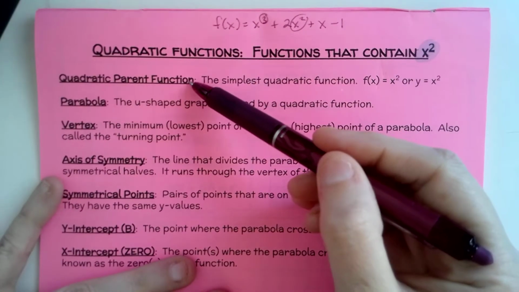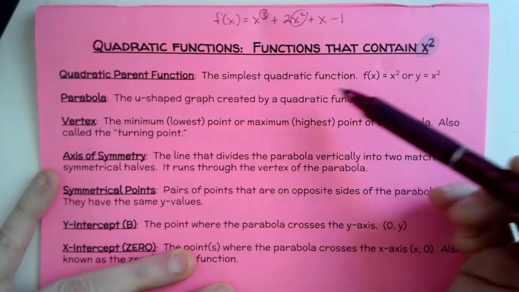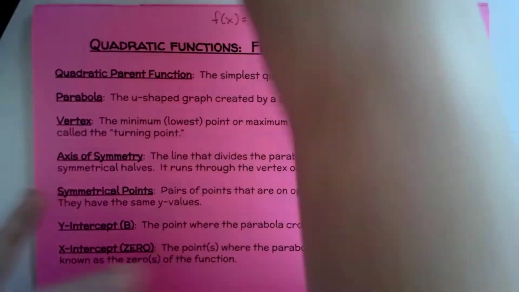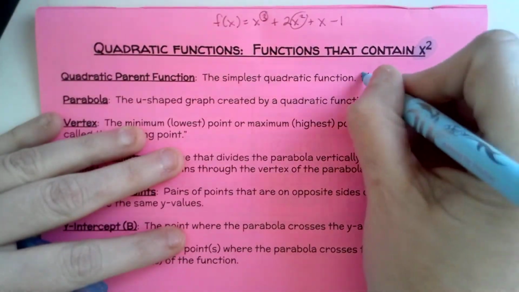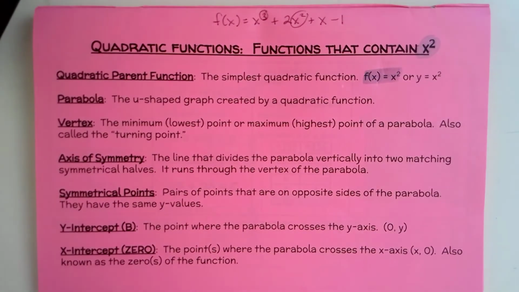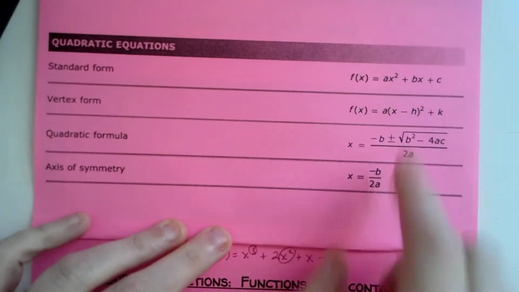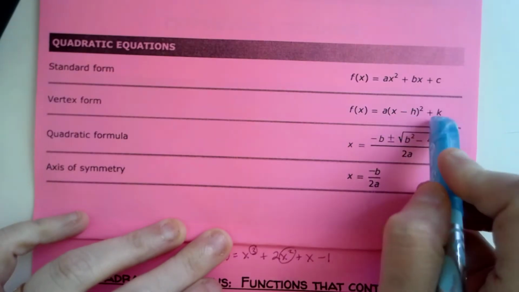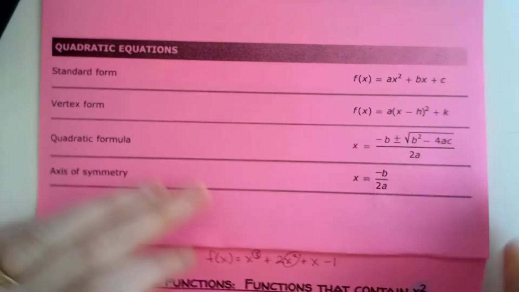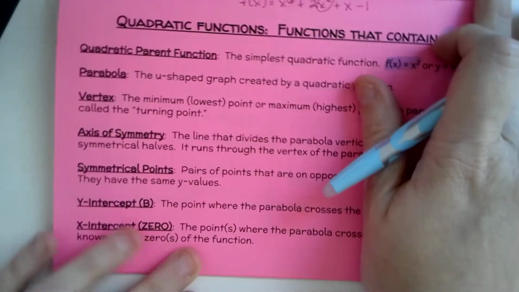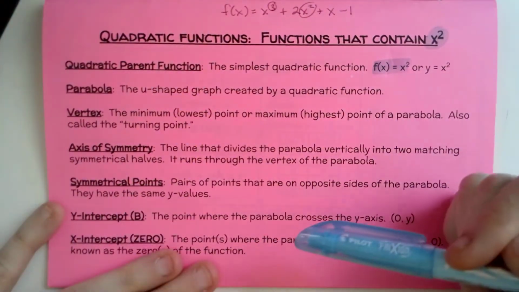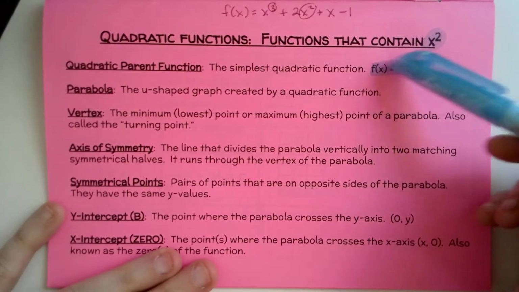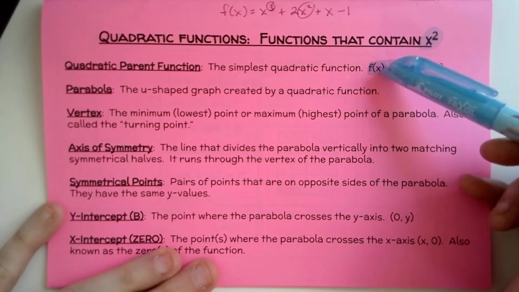So again, just like the linear parent function, we have a quadratic parent function. It's the simplest quadratic function, and it is f of x equals x squared, or y equals x squared. This is our parent function. And if you recall, when we looked at the formula chart, we can get a little crazy here. We can add an a, which does some stuff. We can put in h and k, and that tells us something too. Again, we'll talk about that soon. I don't want you to get overwhelmed with stuff.